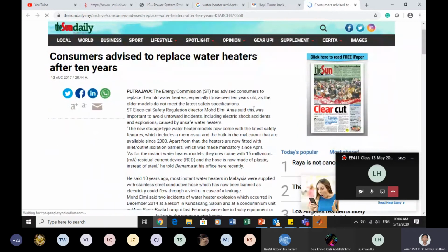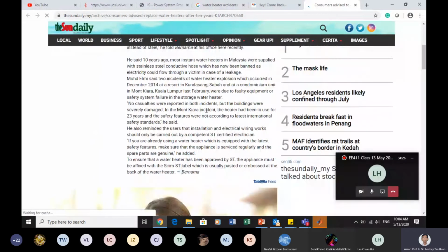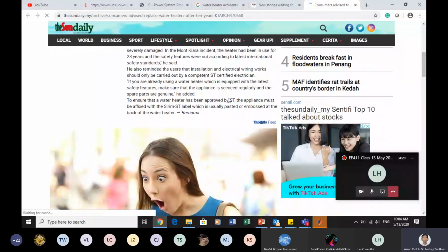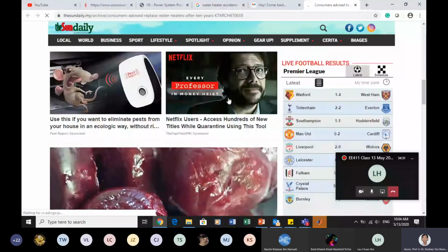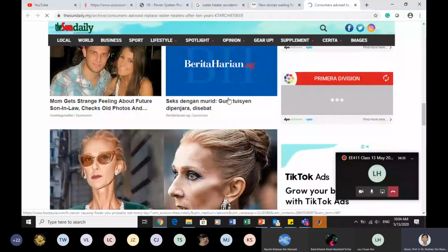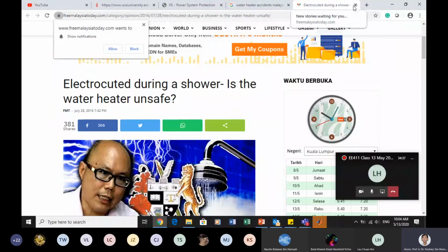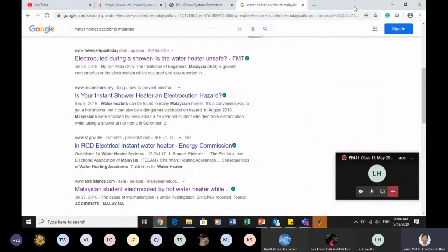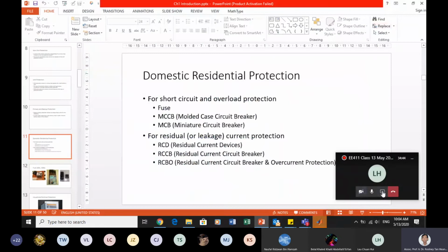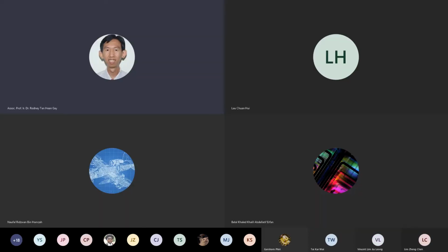You can just search, every year we have all these news reports happening. Most of the time, after investigation, they found that it's not the water heater. If you want to see, maybe I can show you, I'm using a whiteboard to give a little bit more explanation.